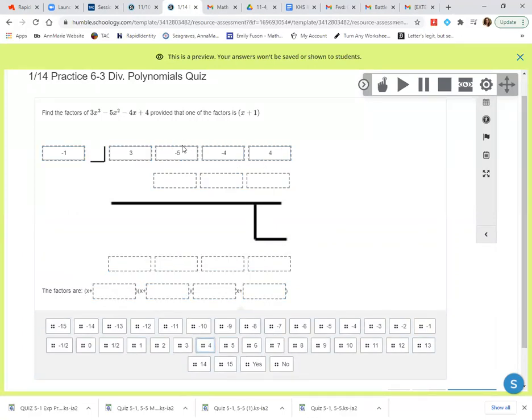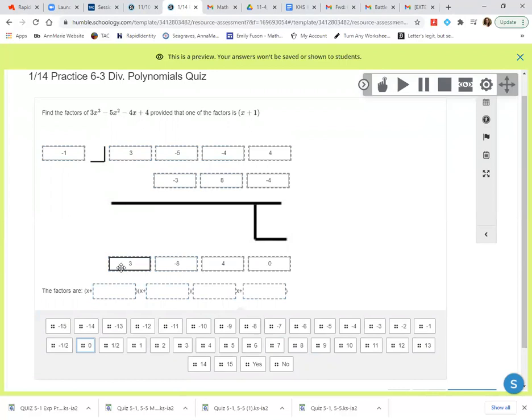Okay, and then we have negative, so 3 drops down, we have 3. Negative 1 times 3 is negative 3. So here we go. Negative 5 and negative 3 add together to be negative 8. Negative 8 and positive 1 multiplied to be positive 8. Positive 8 and negative 4 add together to be positive 4. Negative 1 times 4 is negative 4. Negative 4 and 4 is 0. Okay, it did say it is a factor, so you should be getting a 0 here.